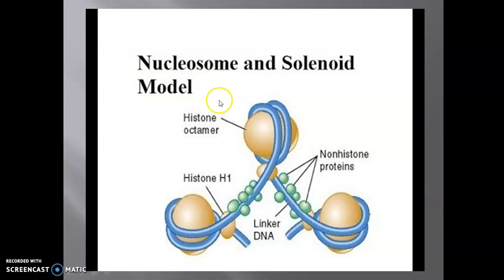Now this is the nucleosome model. This is the histone octamer, which is present in the two turns of DNA. This is one turn and this is the other turn. And this is the histone H1 protein. This is the linker DNA that is present between the two nucleosomes. This is one nucleosome, this is another nucleosome, and this is the linker DNA.